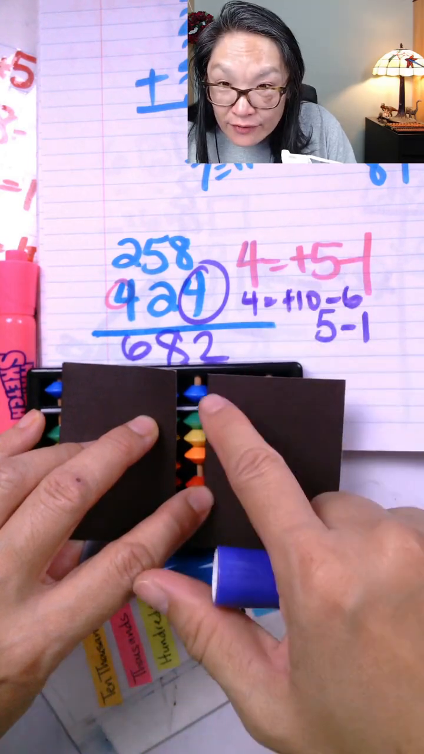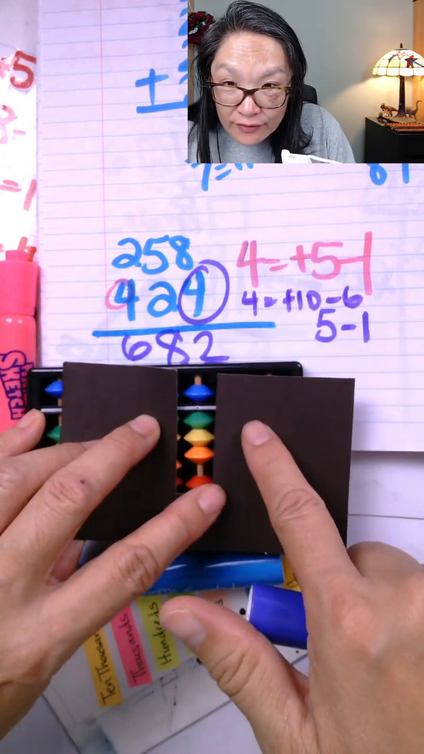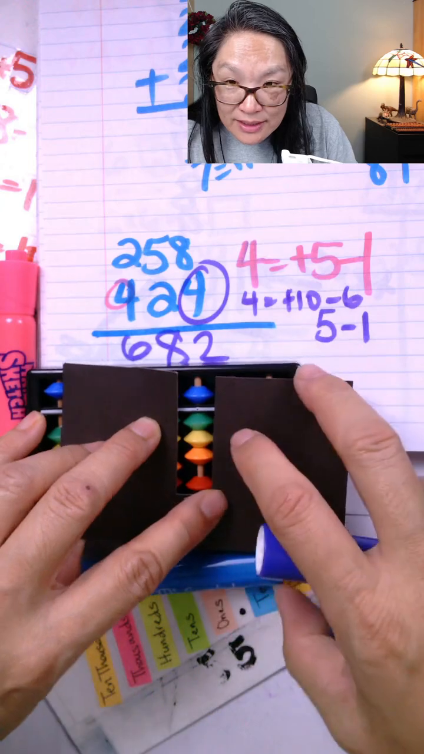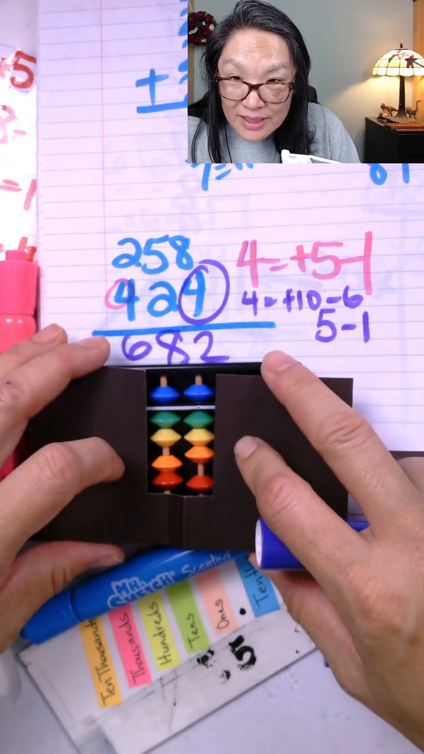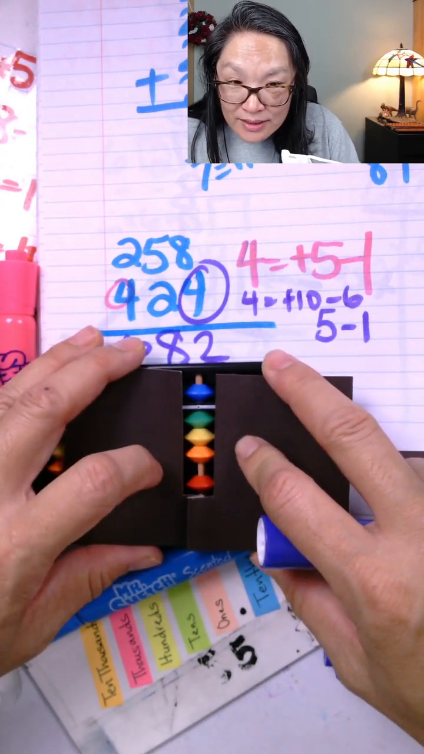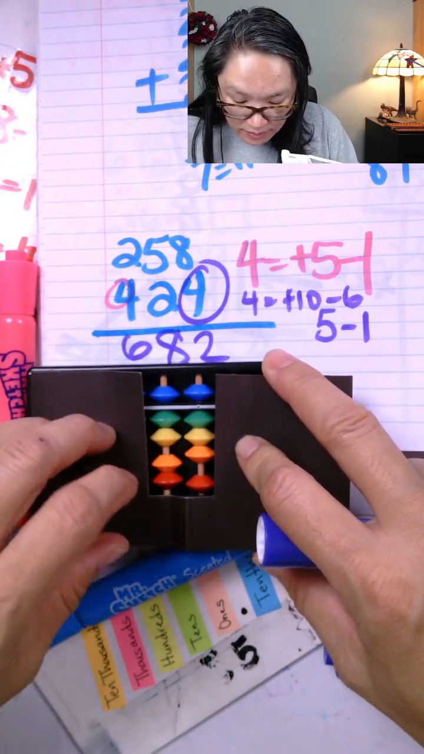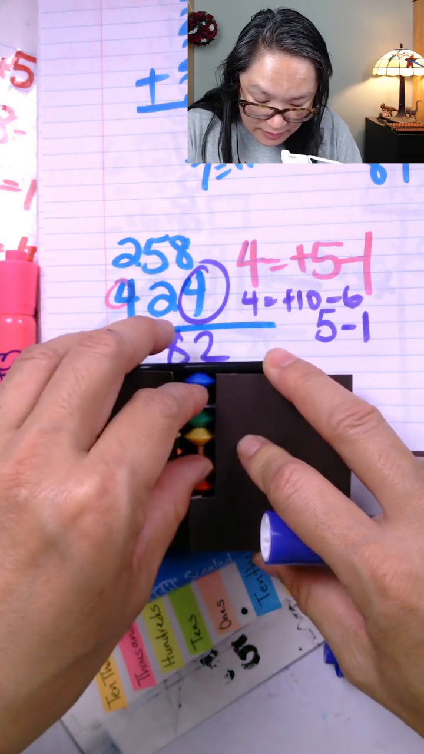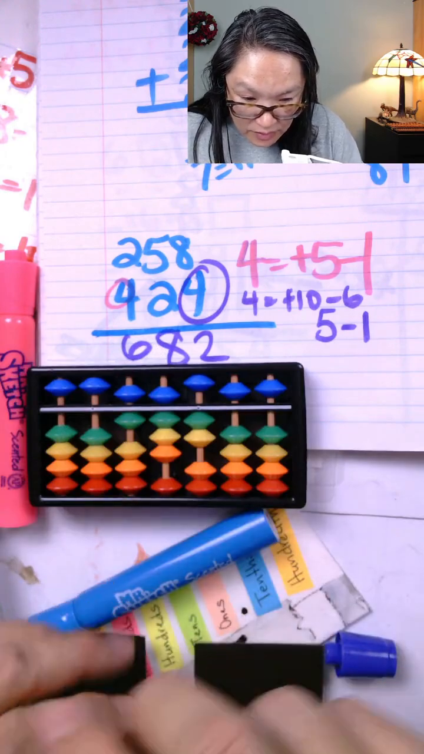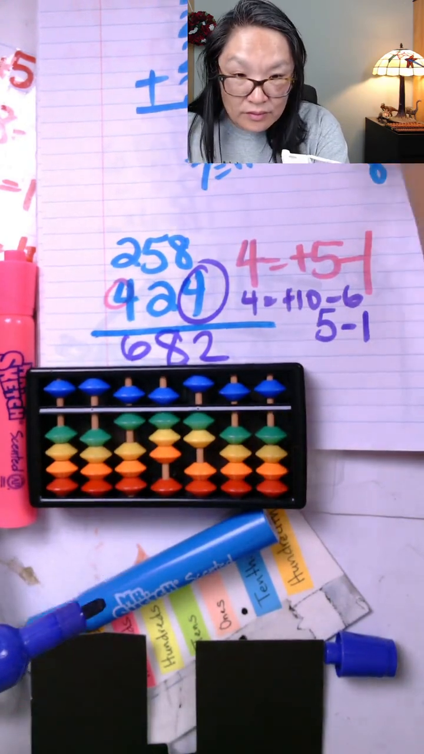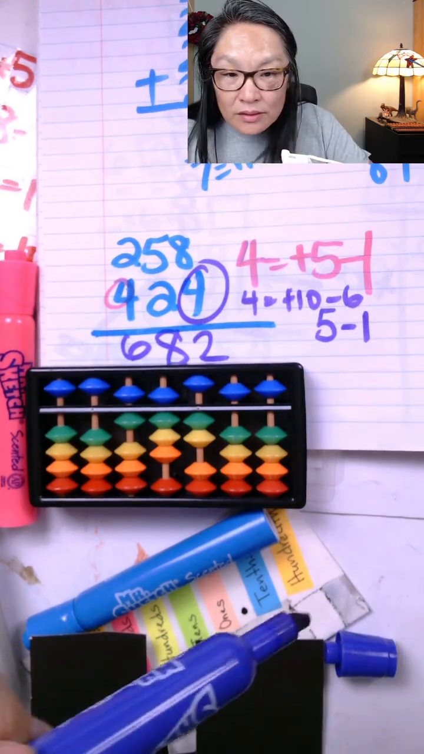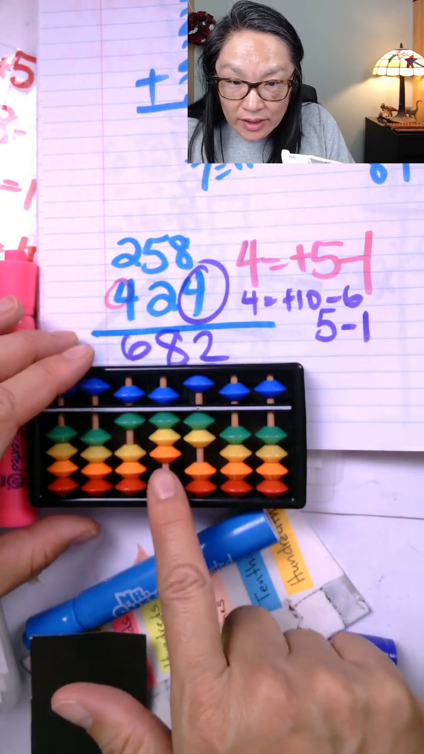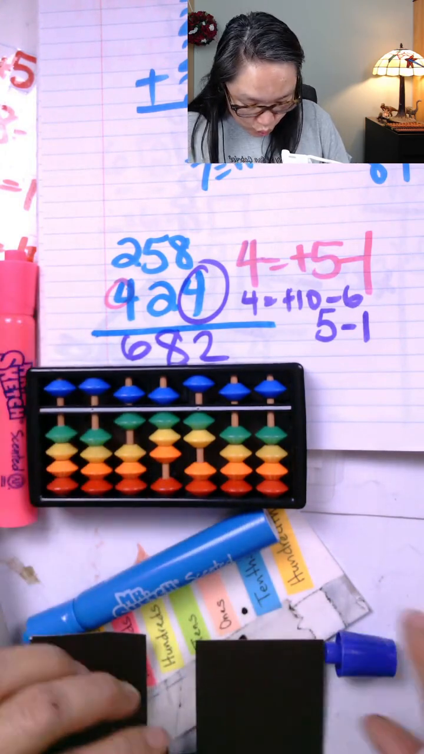Can I add the 5? No, I cannot add the 5. Right? So what do I have to do? I have to plus the 10 minus the 6. Plus the 10, minus the 6. So what is my final answer? Does that make sense, Miracles? So my answer is 682.